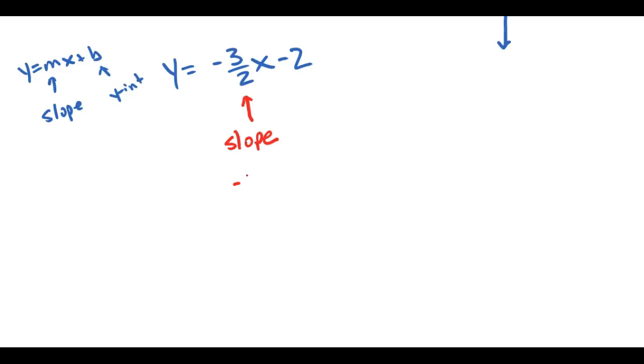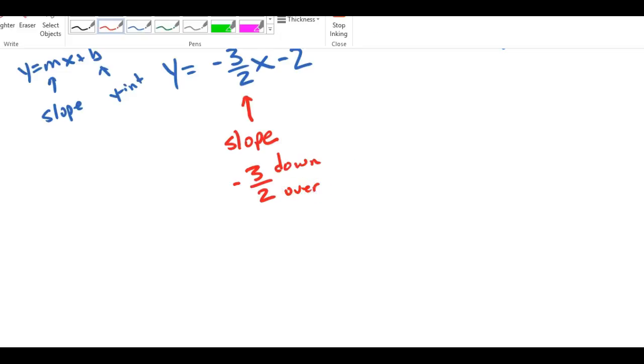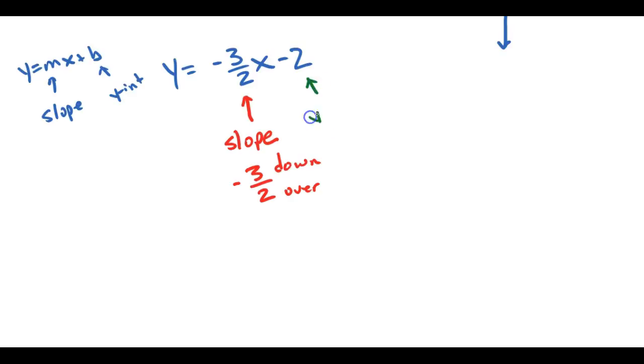So we have a slope of negative 3/2, which means the line goes down 3 and over 2. And then we have a y-intercept here. This is the y-intercept. And so this would be the ordered pair 0, -2. So my slope is -3/2. My y-intercept is -2.